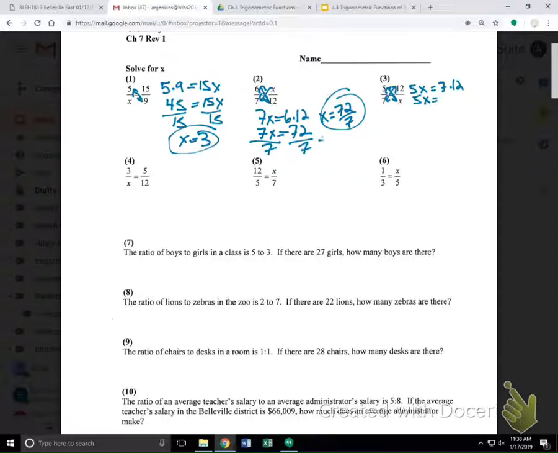5x equals 84. X equals? You can write it as the decimal approximation, or you could write it as 84 over 5. If you're going to leave it in a fraction, I want to make sure you reduce it all the way. If not, I'm going to take off points. Okay, next one up. Who would like to do number 4?